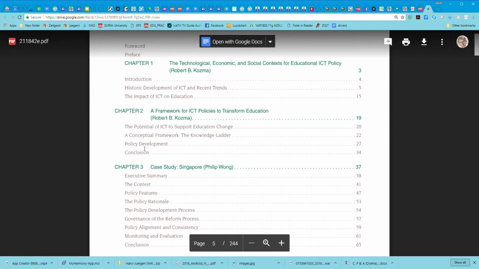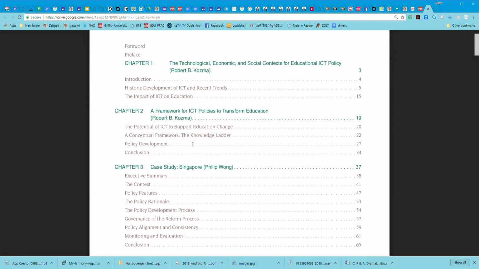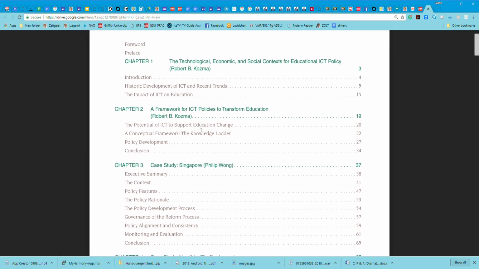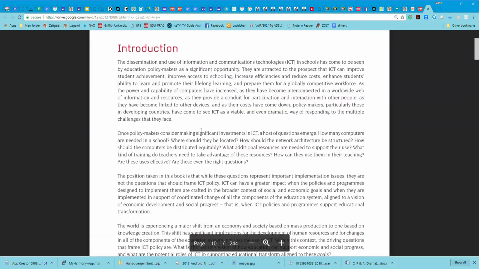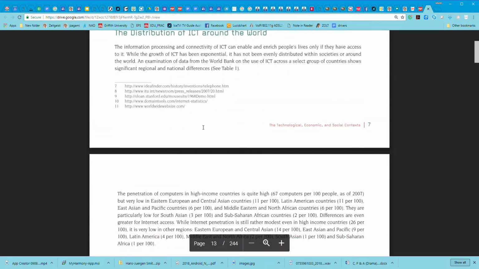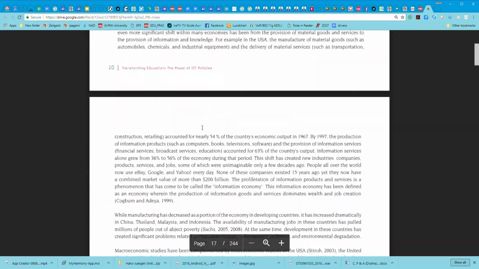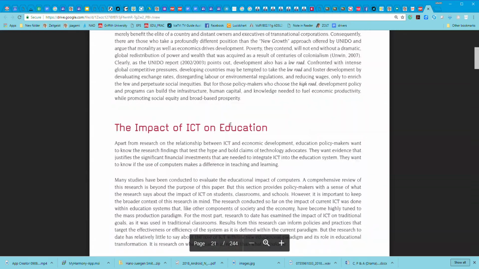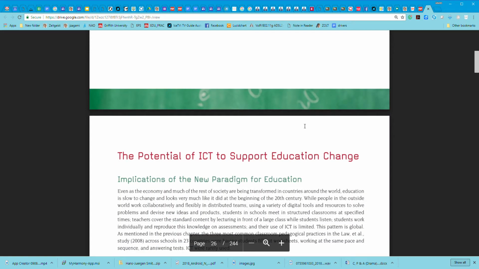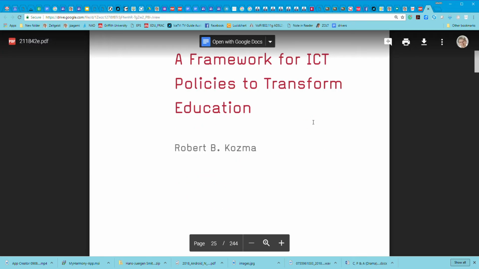So if we just go first though to chapter 2, which looks at the overall process. Chapter 1 is more of a literature review, looking at the historical development of ICT in different countries and the impact that technology can have on education in various countries. So just skipping past all of that, which you've hopefully read, and here we are, chapter 2.